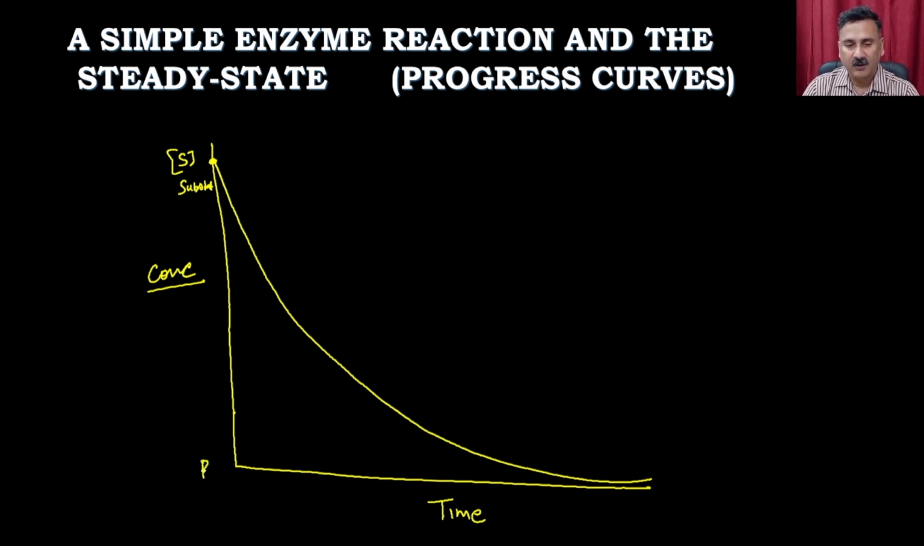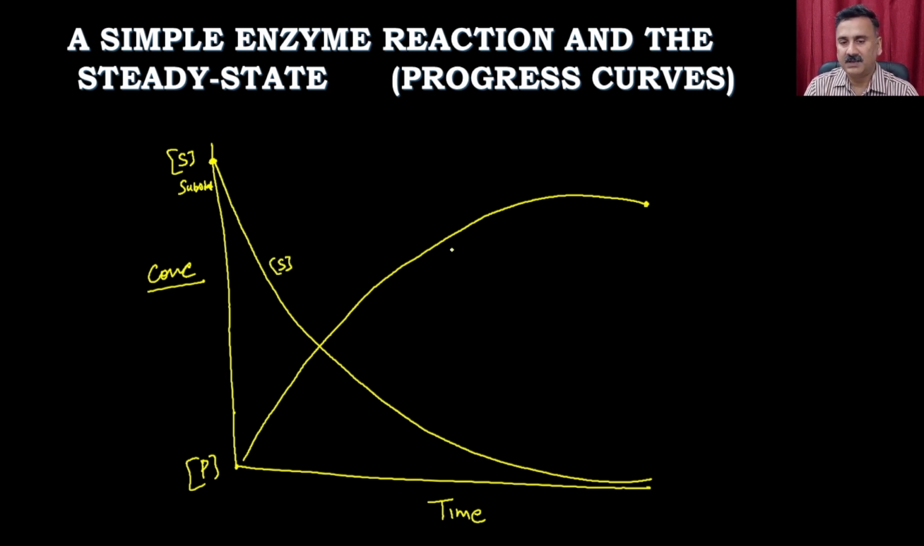Similarly, for the product, at this particular time the product is going to be 0. But as time goes on, it is going to increase, and here the product is going to be the maximum. This is the curve of the substrate, this is the curve of the product, and you see the intersection, right? At this intersection, the concentration of the substrate is equivalent to the concentration of the product.